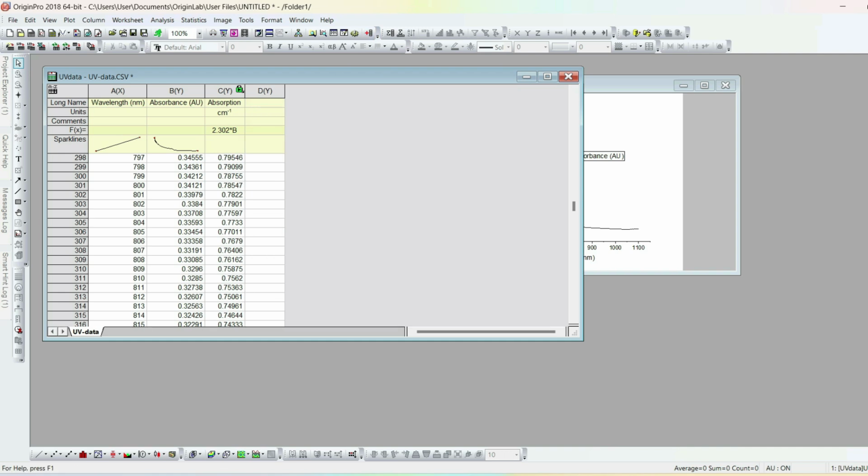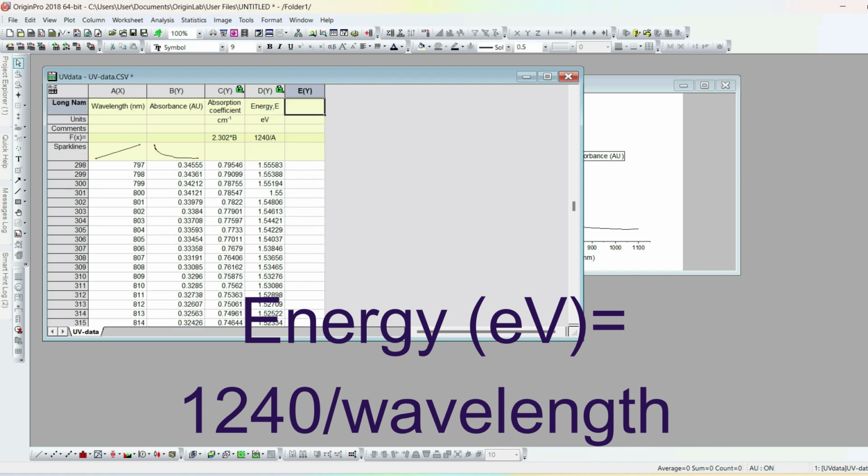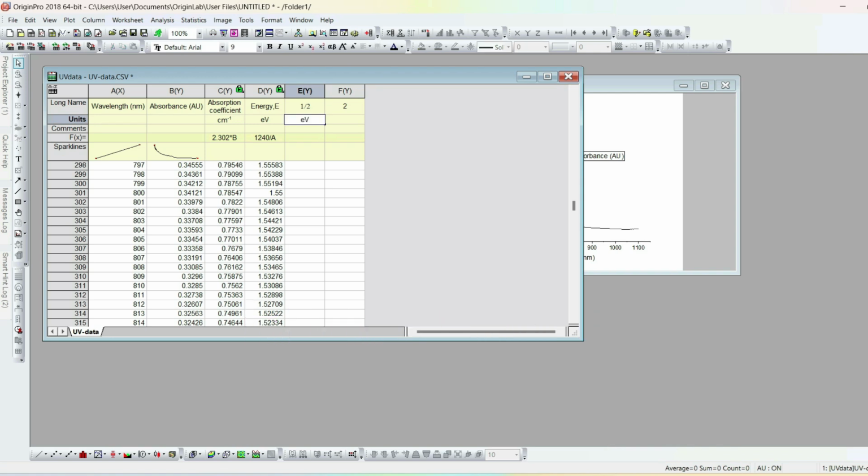Add another column to calculate the energy h nu in unit of electron volt. That is, energy E is equal to 1240 divided by lambda, unit is electron volt. That is 1240 divided by the wavelength. Next, add one more column to find out (alpha h nu) raised to 1 by 2 and another column to find out (alpha h nu) raised to 2. The unit for both of them is (electron volt centimeter raised to minus 1) whole raised to 1 by 2, or (electron volt centimeter raised to minus 1) whole raised to 2.